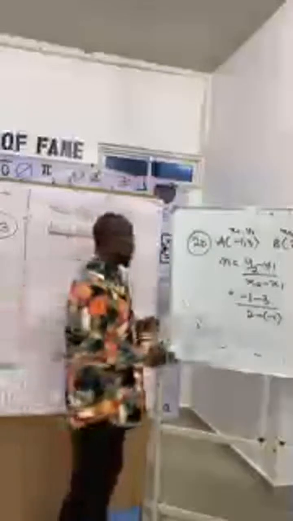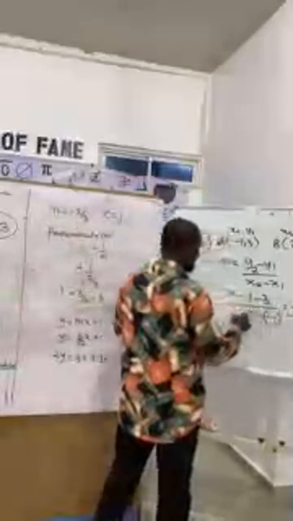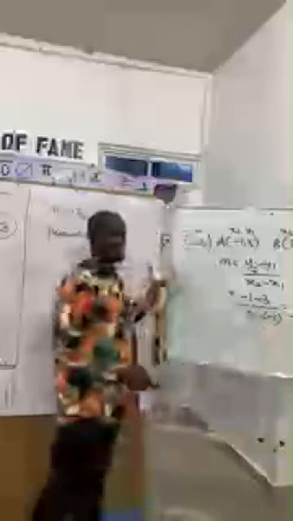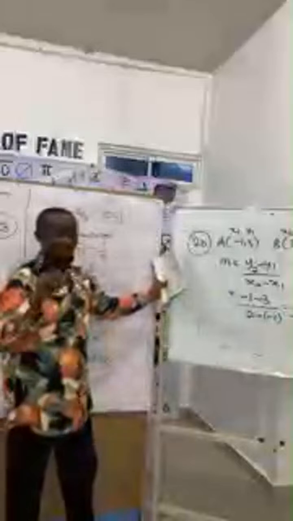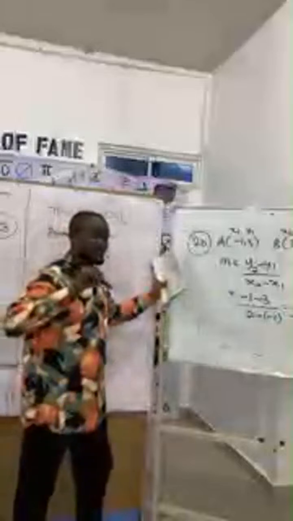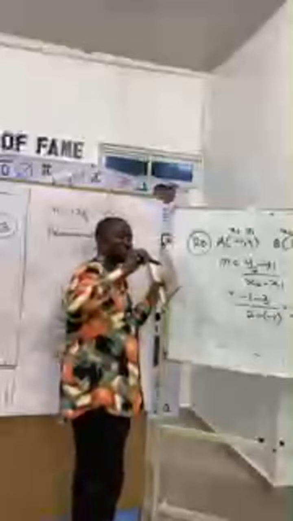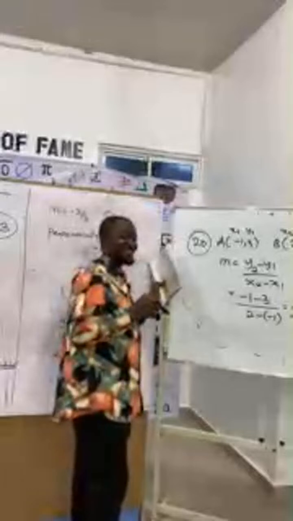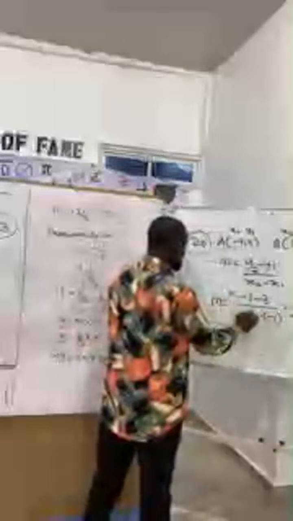So therefore, minus 1 minus 3 is minus 4, divided by what? Minus minus 1 is plus. Is that true? And what is 2 plus 1? Tell me, what is 2 plus 1? You're supposed to know that one. So it's 3. That is the slope. My slope m is minus 4 over 3.